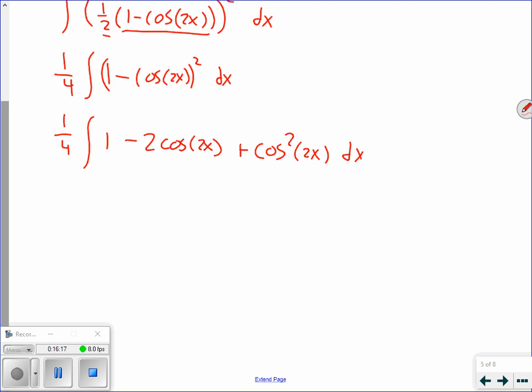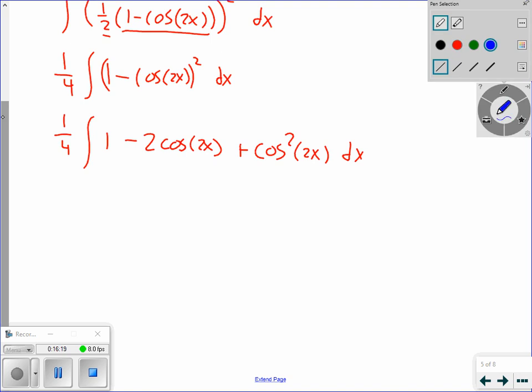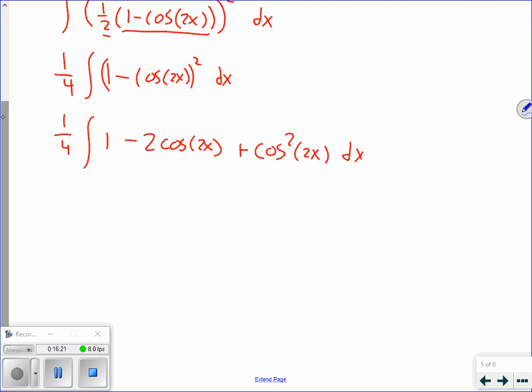All right, so we have this 3-term thing we're trying to integrate here. We're able to integrate 1, no problem. We're able to integrate 2 cosine of 2x, no problem. Might have trouble integrating this. So let's go ahead and integrate the other 2 pieces real quick, and then we'll be set.